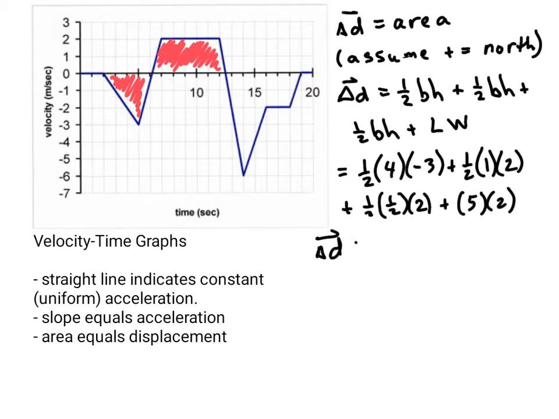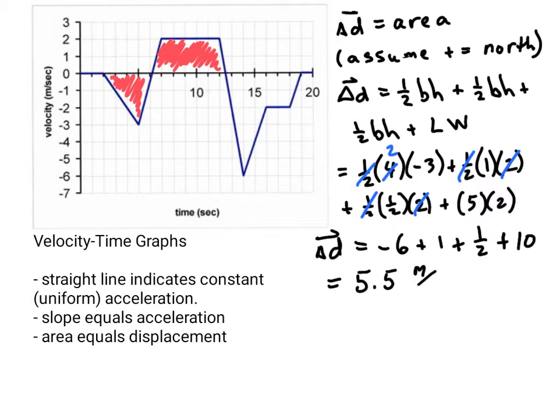And so for the displacement, we've got -6 meters plus 1 meter plus 1/2 a meter plus 10 meters. So we get +5.5, or 5.5 meters. And because our positive meant north and we got a positive result here, that means that the displacement is north.